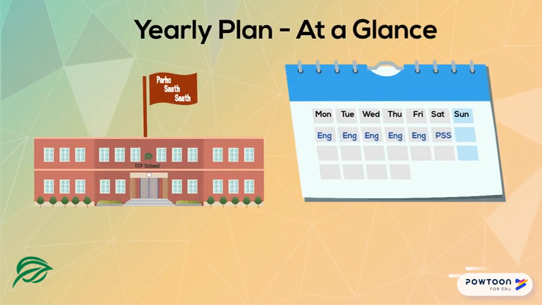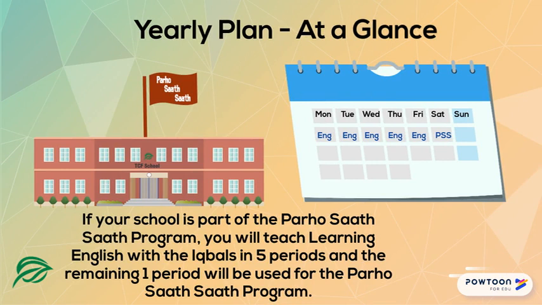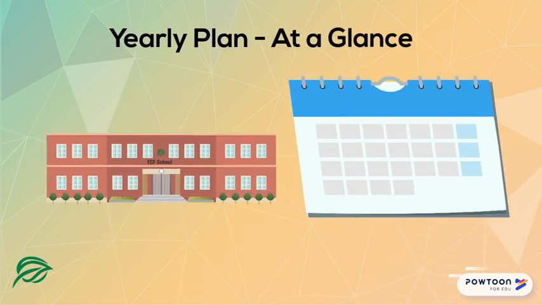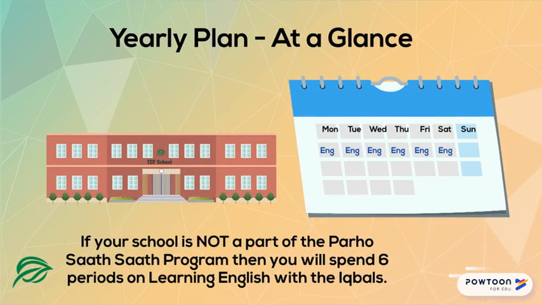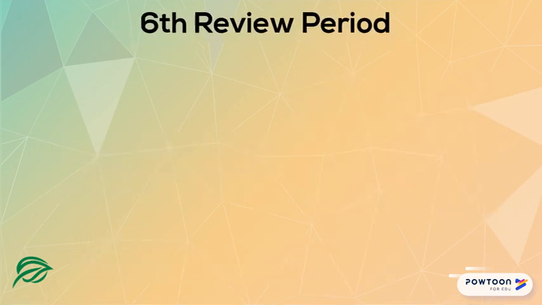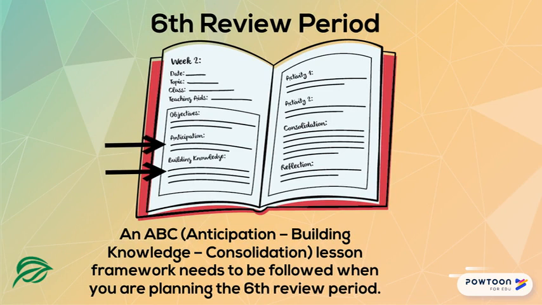If your school is part of the Padho Saath Saath program, you will teach Learning English with the Iqbals in 5 periods and the remaining 1 period will be used for the Padho Saath Saath program. If your school is not a part of the Padho Saath Saath program, then you will spend 6 periods on Learning English with the Iqbals. 6th Review Period. An ABC, anticipation, building knowledge, consolidation, lesson framework needs to be followed when you are planning the 6th review period.